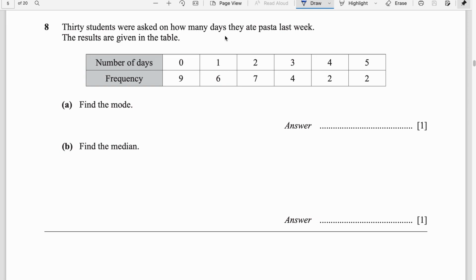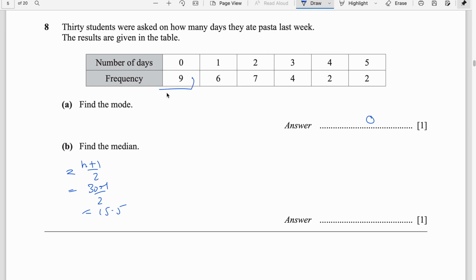Students were asked how many days they ate pasta last week. The results are given in the table. Find the mode. Highest frequency is 9, so the number of days is 0. Find the median. A total of 30 students were asked, (n plus 1) by 2. 30 plus 1 by 2 is the 15.5th student.